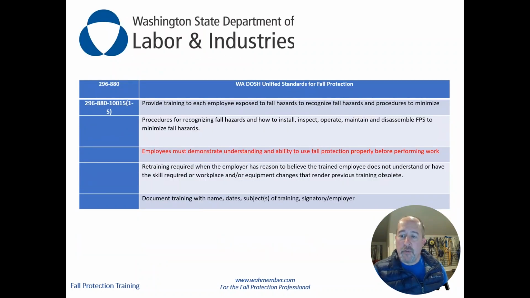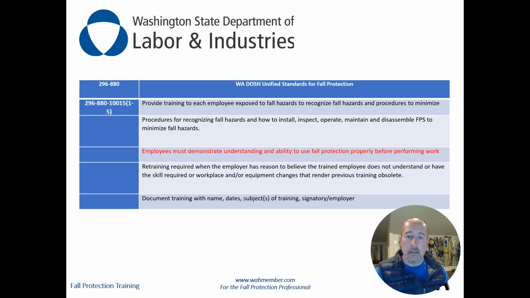All right, moving on to Washington State. Training requirements for fall protection can be found in the Unified Standards for Fall Protection, 296-880-10015, so 10,015. And it's very similar to the federal OSHA requirements with a little exception here. So the employer must provide training to each employee.